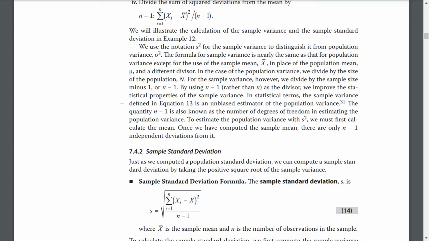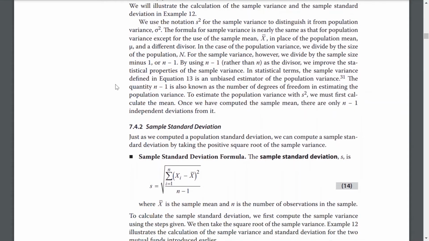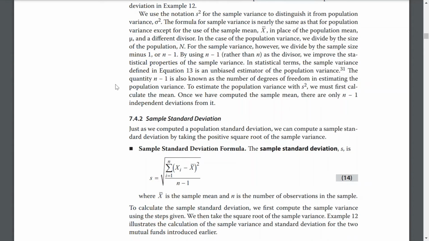For the sample variance, however, we divide by the sample size minus 1, or N minus 1. By using N minus 1 rather than N as a divisor, we improve the statistical properties of the sample variance. The sample variance defined as equation 13 is an unbiased estimator of the population variance.